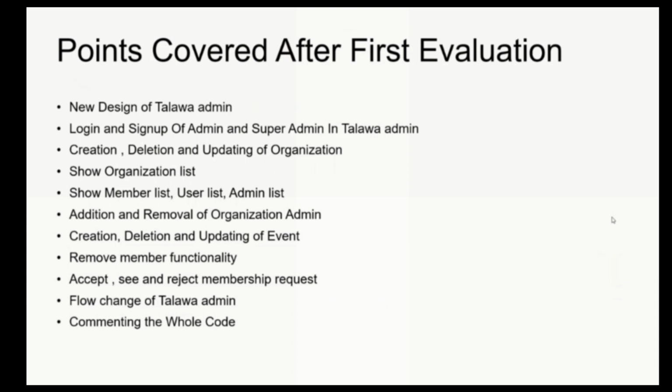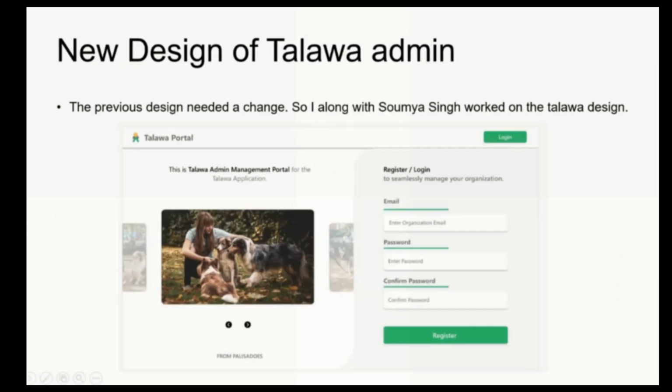The points covered after the first evaluation are the new design for the Talawa admin, login and sign up of the admin and the super admin, creation, deletion, and updation of the organization, showing the organization list, showing the member list, user list, and admin list, addition and removal of organization admin, along with the creation, deletion, and updation of events, and the removing of the member functionality was also added. Accepting, seeing, and rejecting the membership request was also included, along with the flow change of the Talawa admin and comments in the code.